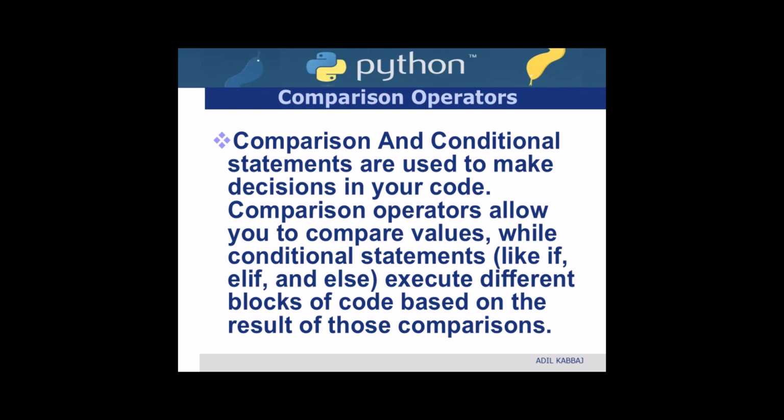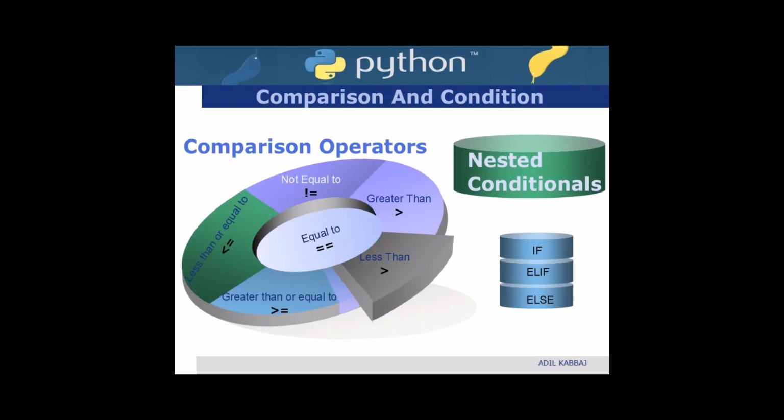Comparison and conditional statements are fundamental constructs in programming that enable decision-making within code. Comparison operators are used to evaluate the relationship between two values. Conditional statements use these Boolean results to control the flow of the program. They execute specific blocks of code only when certain conditions are met.